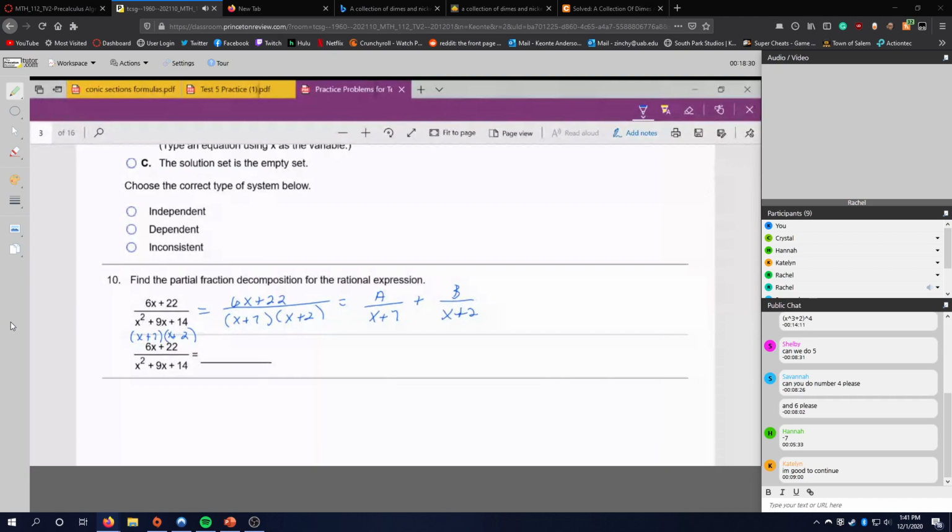Now, what order you put those in doesn't matter, because your A and your B is going to take care of itself regardless of which way you write them. It's going to be a certain number over that first term and a certain number over that second term, and it will work itself out regardless. Okay.